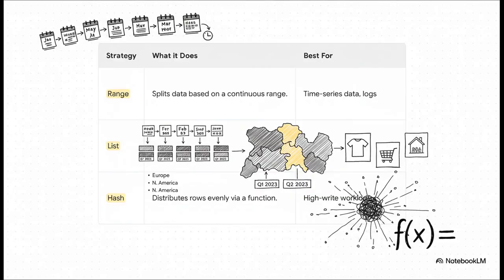And you've basically got three main strategies for how to do this. First up is range partitioning. This is perfect for anything with a date or a timestamp. Think January's data goes here, February's goes there. Then you've got list partitioning. This is for when your data isn't a continuous range, but discrete values, like sales regions or product categories. And finally, there's hash partitioning. This is your go-to when you don't really care about the groups, you just want to spread the data out evenly to handle a ton of writes.